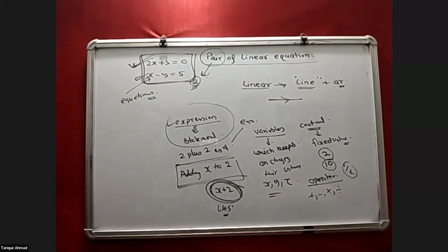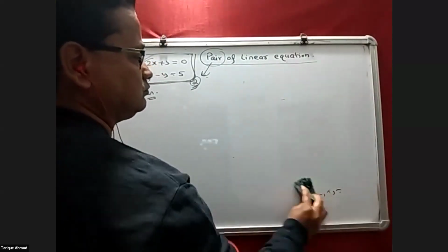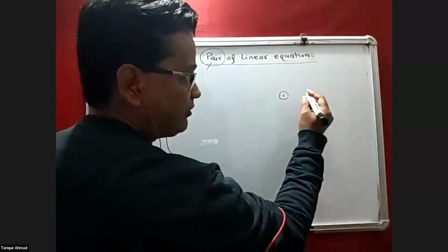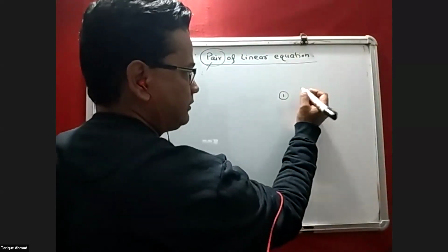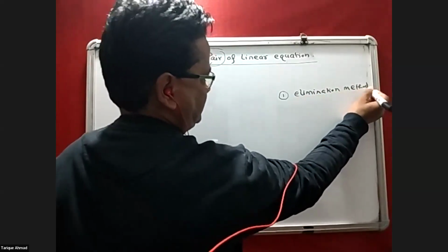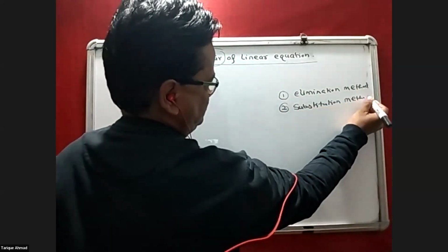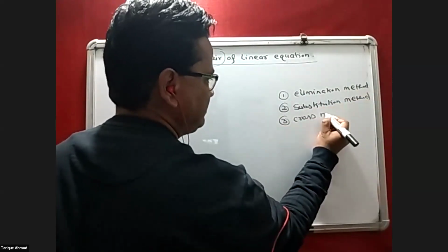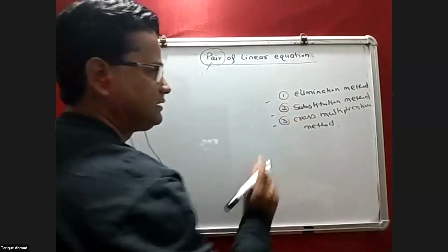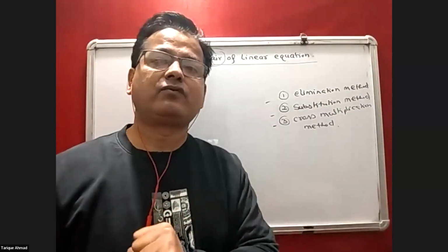Okay. Now coming to the methods. Three methods are there basically. The first one we have to learn is the elimination method, and the other one is the substitution method, and the third one is the cross multiplication method. These are the three methods, right? Normally we learn in class 10th to solve simultaneous linear equations.